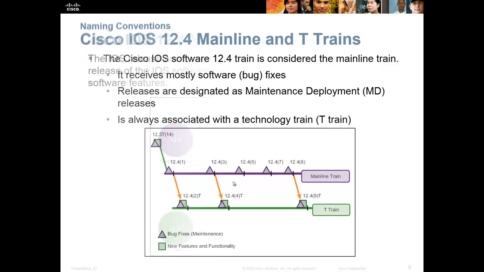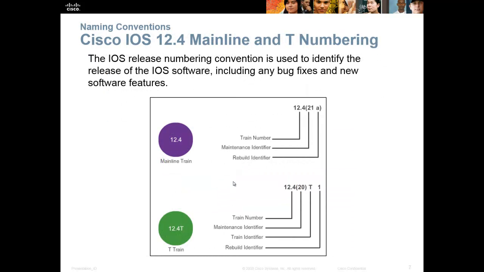Alright, so in addition to that, there's all this other information that you get with the iOS numbering scheme. So in this case, 12.4 is the mainline train number. And then the maintenance number would be 21. And then the rebuild identifier, and I have no idea what that is, I'm sure it's in your book somewhere, is A. I've never needed to use that anywhere in the real world. And then for your T versions, you'll see like 12.4, 20 T 1.